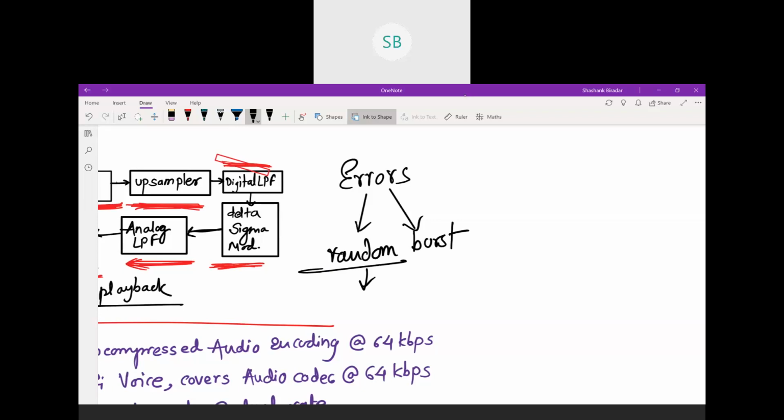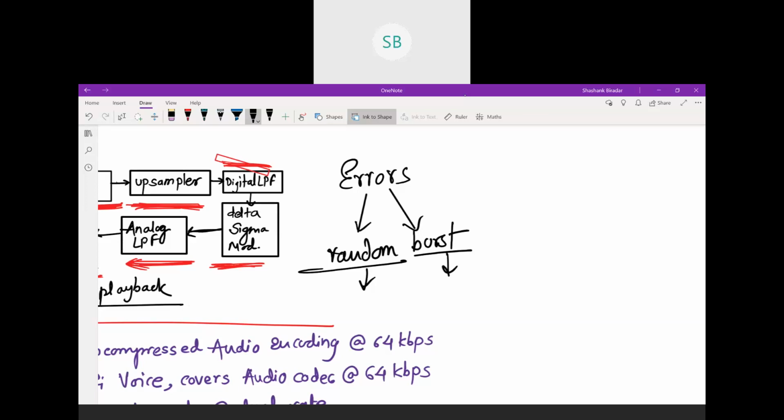What are the sources of random error? It is basically caused while writing the data, or by pit inaccuracies, if the pit is not properly placed on the track with the correct dimensions of depth, width and length. That causes an error. And the second one is the burst, which is caused by scratches and fingerprints. These errors appear in the form of a click sound at the time of playback.